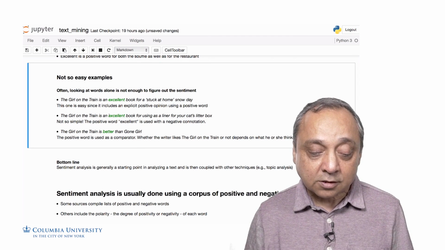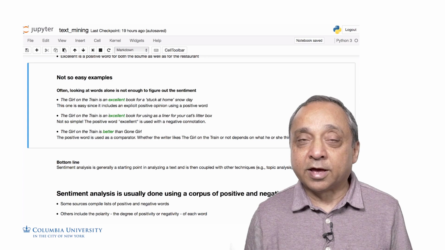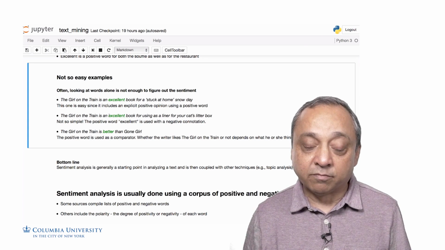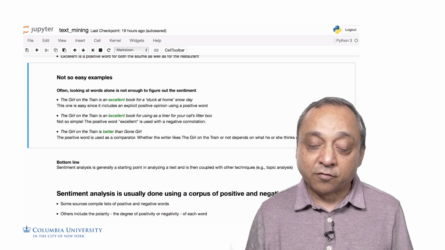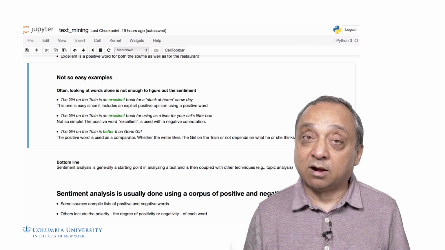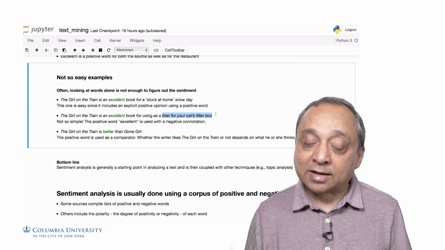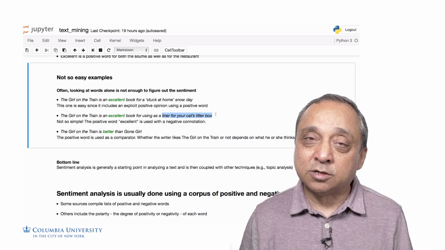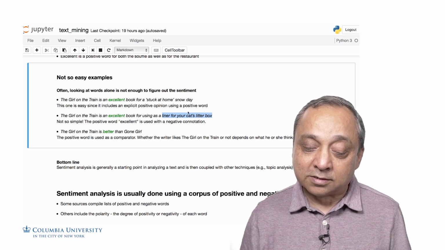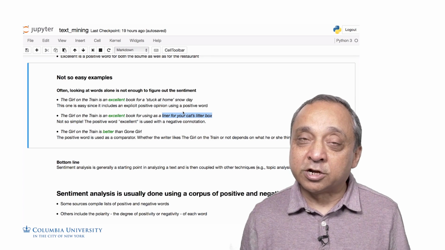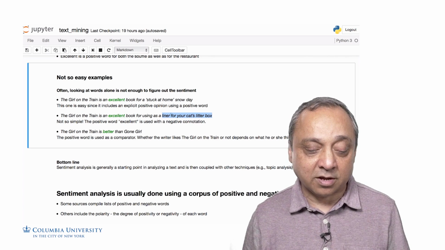Anyone reading this would understand that the reviewer did not like the book, but for a computer to figure this out is going to be really hard, right? Because how does it know that a liner for your cat's litter box is not the normal use for a book? It's a negative connotation for us, but for a computer program it's really hard.